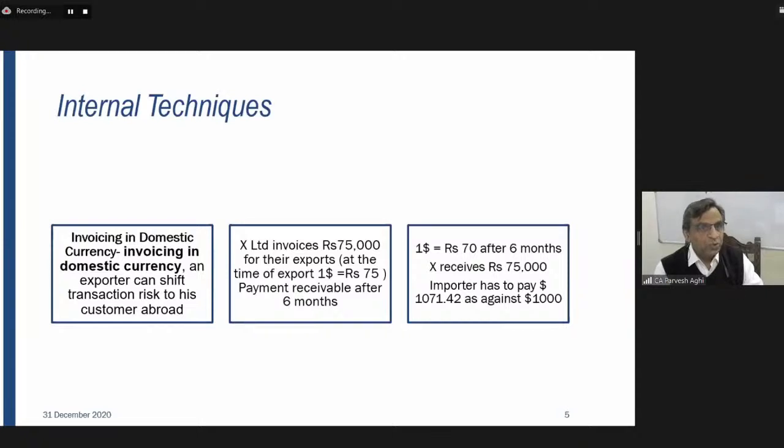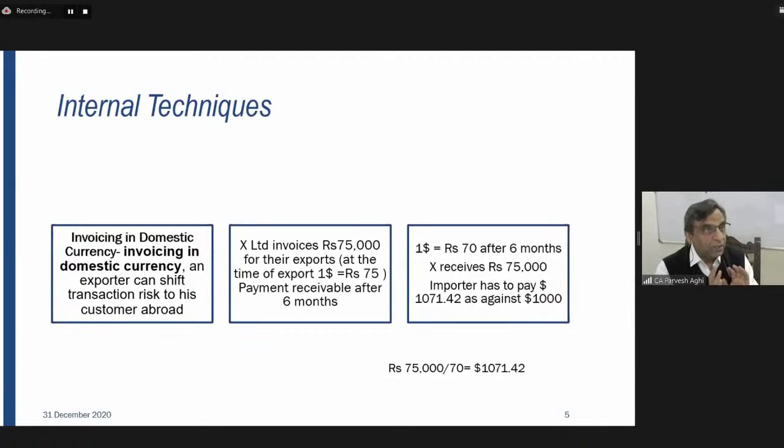Suppose the dollar falls to 70. Now, as an exporter, he would have lost. Suppose his exposure was in dollars, he would have received 5 rupees less per dollar after 6 months. But now he's going to receive 75,000. So the importer now has to spend, instead of $1,000, $1,071.42. So the exposure has shifted to the importer. How is it worked out? 75,000 rupees divided by 70 rupees, which is the current rate of rupee per dollar. So he is going to shell out $1,071.42 to make the payment to you.